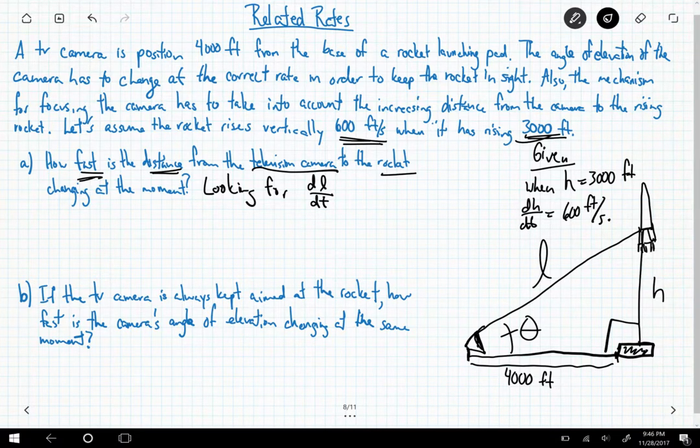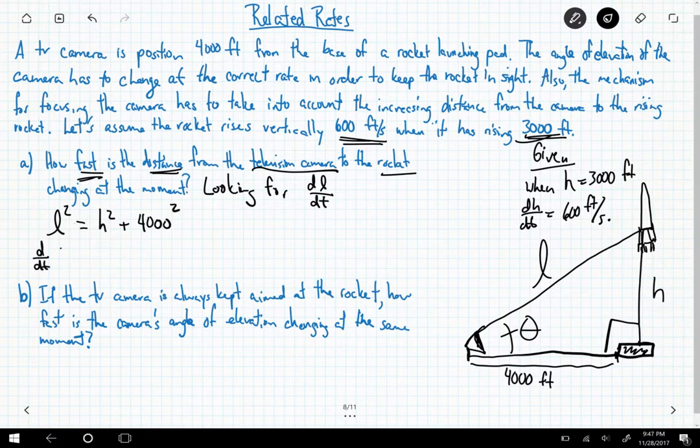What's an equation where we can involve L, h, and that 4,000? Well, notice this is a right triangle. So the easiest one I can think of is L squared equals h squared plus the 4,000 squared. That might come in handy in just a little bit. Now, the reason why we don't plug in right away is because L and h are changing variables, so when we take the derivatives, since we're looking for dL/dt, those are things we have to account for.